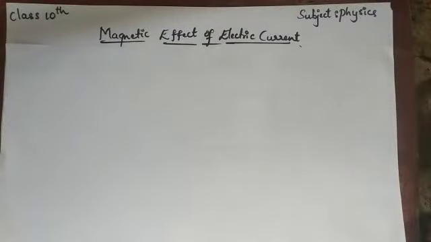Hello children. Today we are discussing the magnetic effect of electric current. Previously we learned about the magnetic effect in a straight conductor, where we used the right hand thumb rule. I can also call the right hand thumb rule Maxwell's right hand thumb rule. Both are the same.